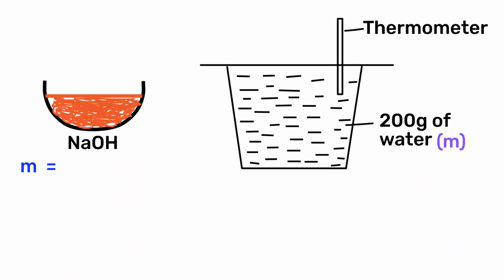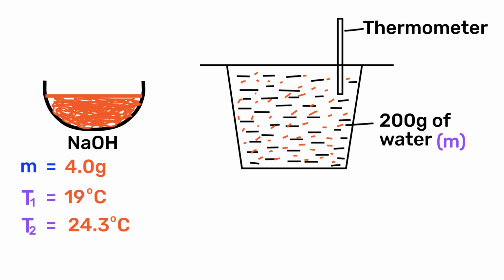So if you have, say, 4 grams of sodium hydroxide and you dissolve it in 200 grams of water or 0.2 kilograms of water, sodium hydroxide dissolves and dissociates into sodium ions and hydroxide ions. So there will be some energy changes and therefore there will be a change in temperature. Initial temperature, if it is 19 degrees Celsius, final is 24.3. Delta T can be calculated.